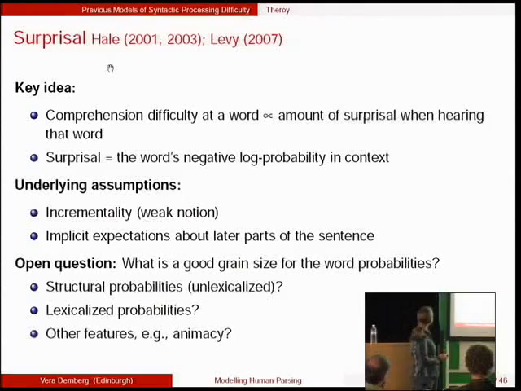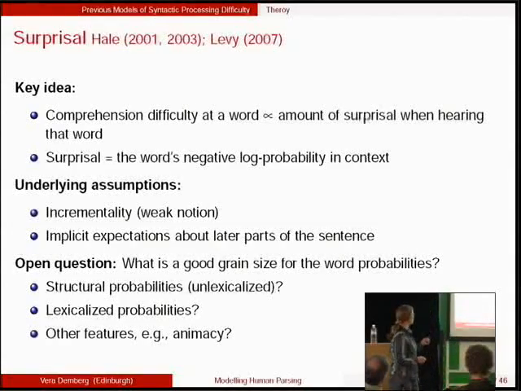Right, that's when it is said. But there's a bunch of open questions here, of course. For example, if you want to implement this, then you have to ask yourself, what would be a good grain size for those word probabilities? Do we only want to look at the structural probabilities or also at the lexicalized probability? So what's the grain size of the prediction that's going on in our heads, so to say, if we take this as a serious approach? Or other features might be important, for example, animacy and so on, that have influence on our probability models in our heads.